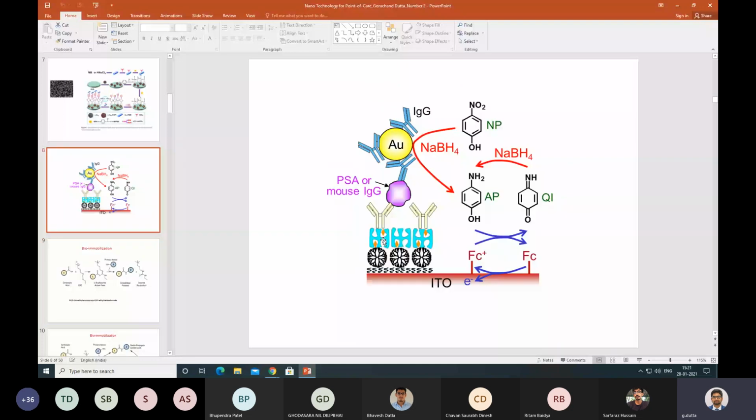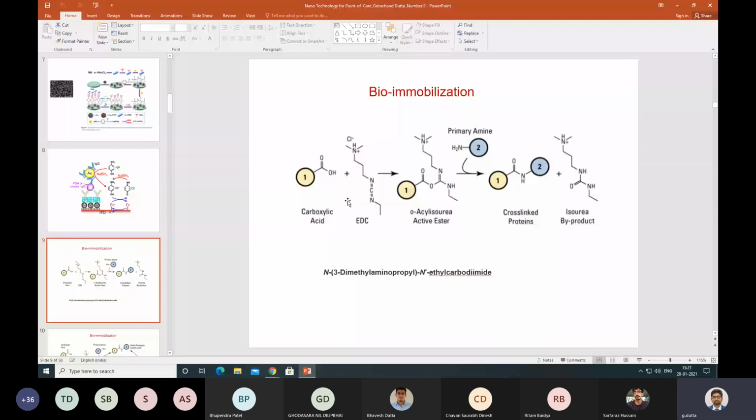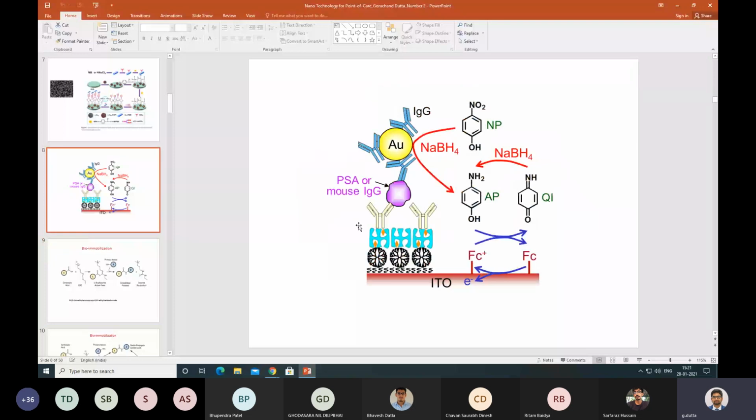So one piece of information I'm telling you: this primary antibody contains lots of free amine group. You know, amine means NH2. It contains lots of free amine group. Also, it has lots of free carboxylic group. Carboxylic means COOH.